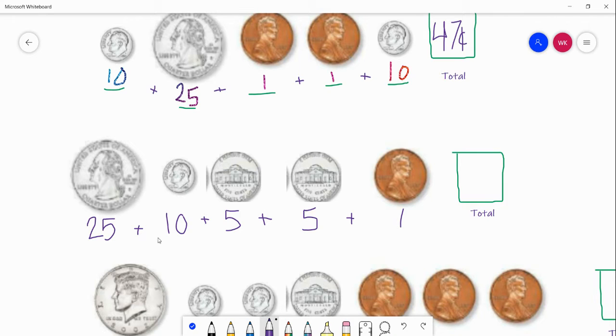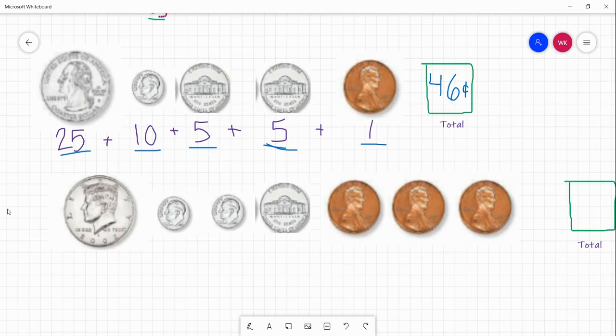All right, so 25 plus 10 equals 35 because you're just counting by tens. And then you have 35 plus 5. 35 plus 5 is 40. So right here, 40, and then 45 plus 5. 25, 35, 40. 40 plus 5 equals 45, and then 45 plus 1 more is 46 cents. So that's how many cents we have in all.